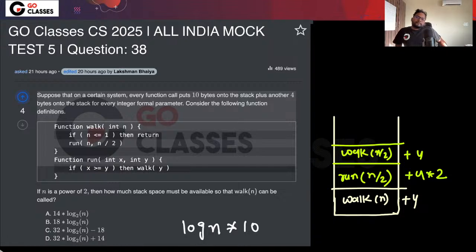Is this fine? So it is basically log n times or log n plus 1 times. You can quickly check it.